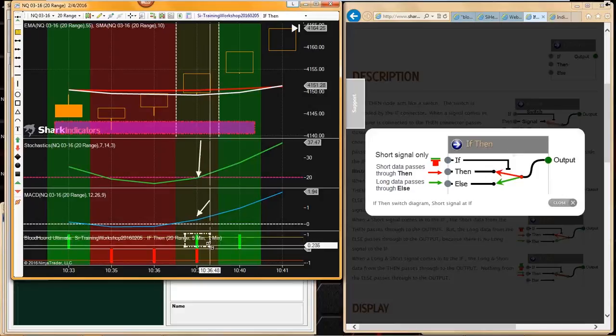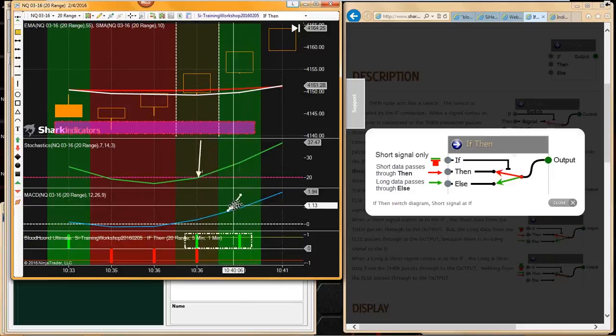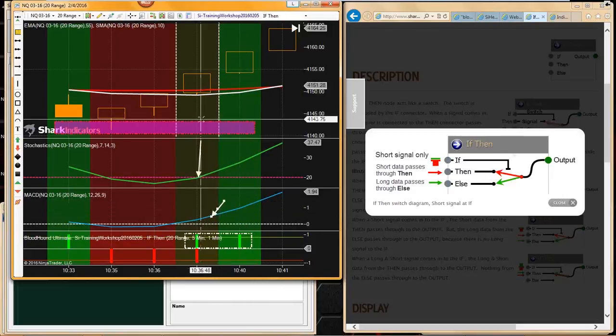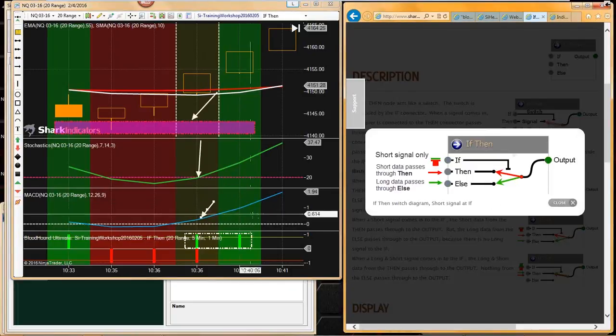Right? So actually, those two bars there are coming from the MACD, because the MACD is above the zero line, and the signal coming into the if is short. Right? So we got a short signal coming into the if node for these two bars, which means the long signal from the MACD passes through the else to the output.